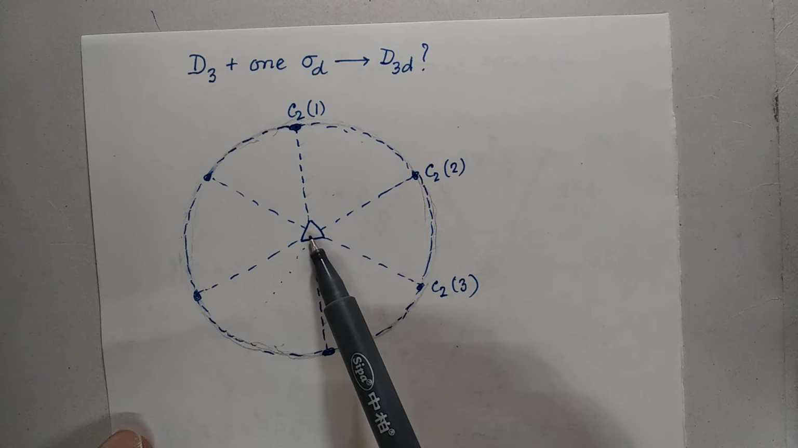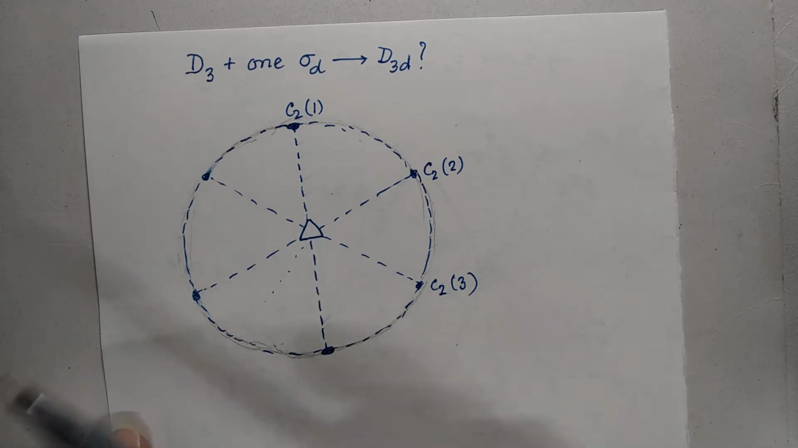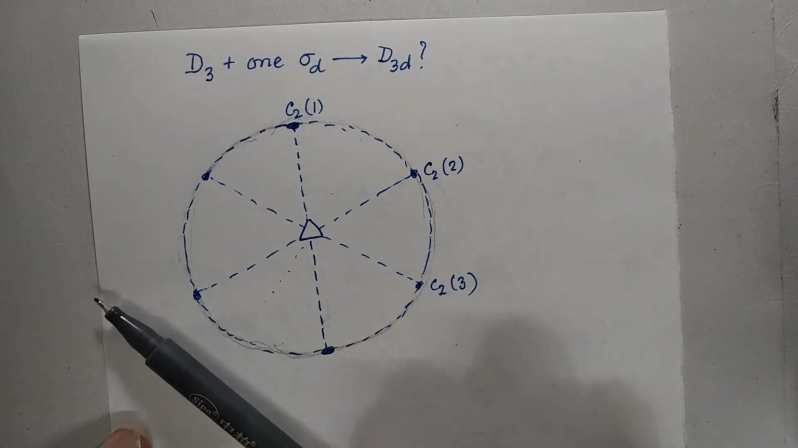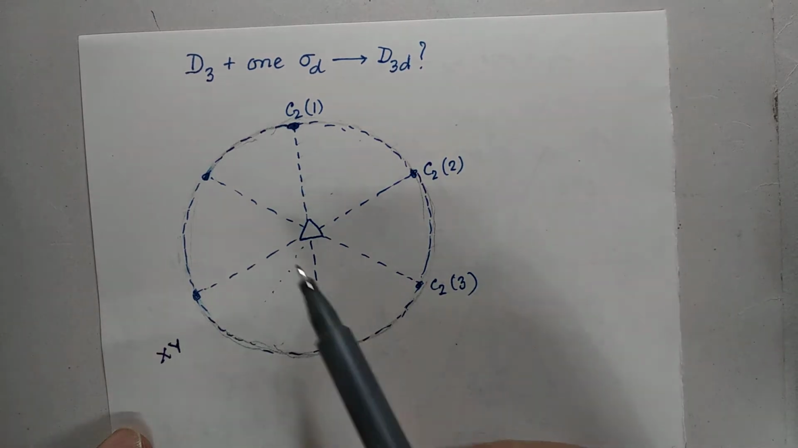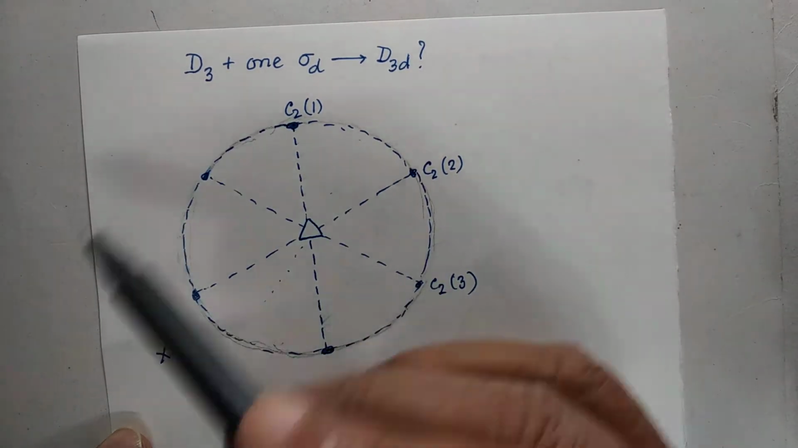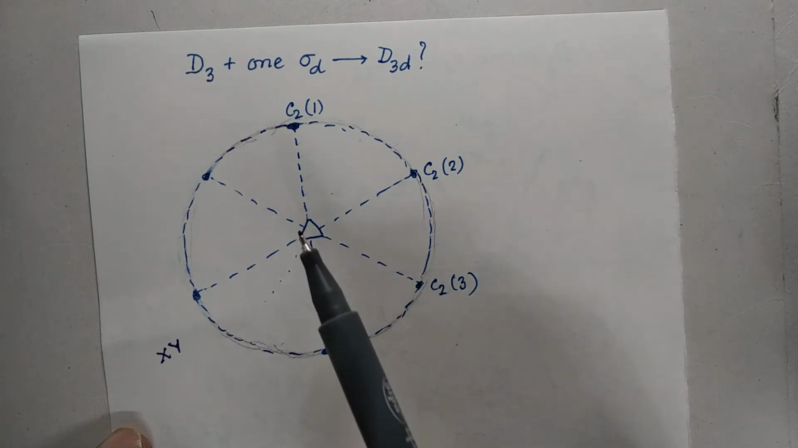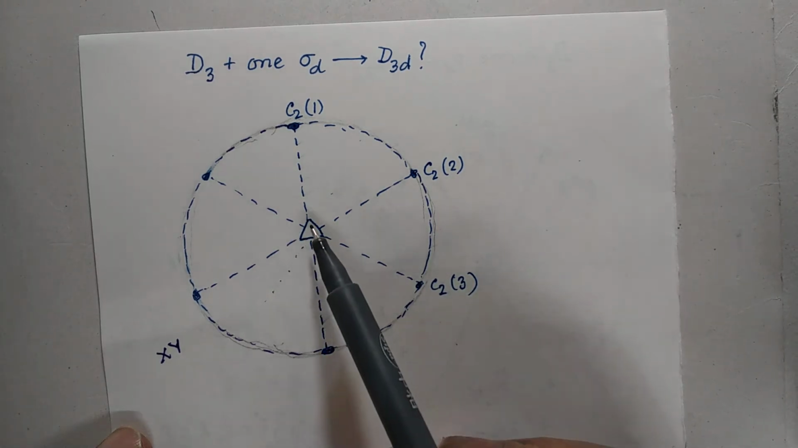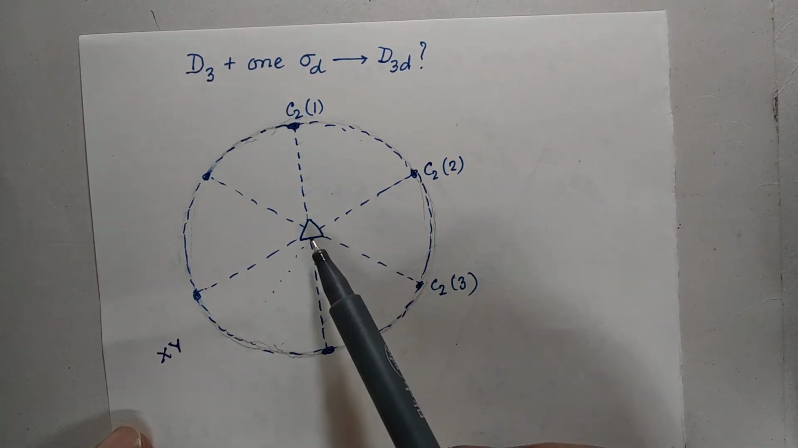It has one principal C3 axis denoted by this triangle, and this is the equatorial plane, the horizontal XY plane denoted by this dotted circle. The Z axis is perpendicular to this plane, and the C3 axis coincides with the Z axis.